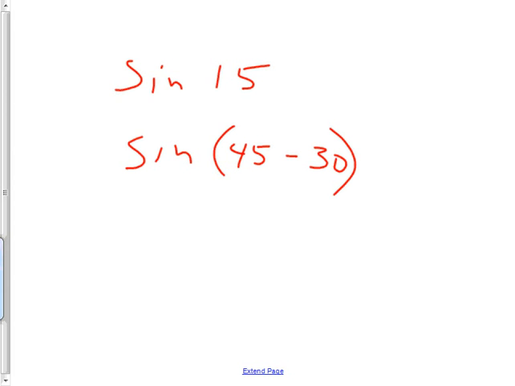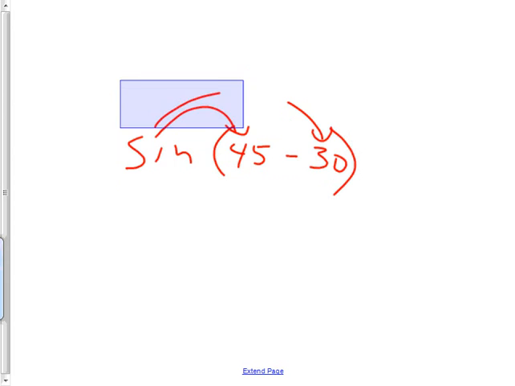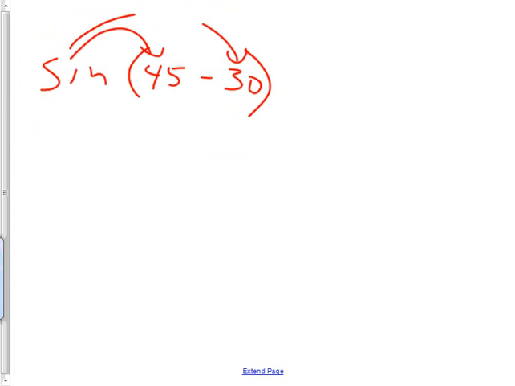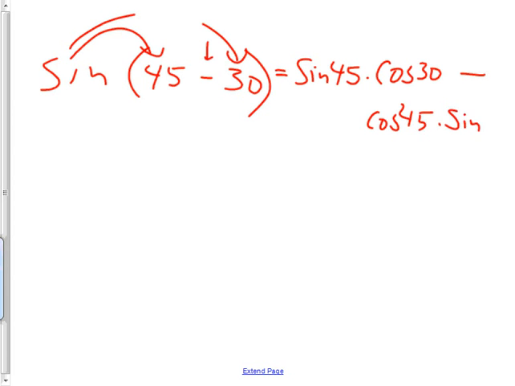So if you can do that, you can do this kind really easily. But it's not quite as simple as you think. You don't just do sine of 45 and sine of 30. It's a little more complicated than that. What you do when you break it up like that is you say sine of 15 is equal to sine of 45 times the cosine of 30. And if there's a minus in here, you use a minus, the cosine of 45 times the sine of 30.